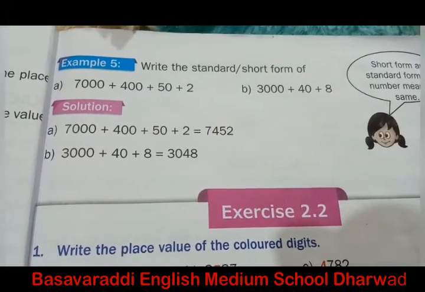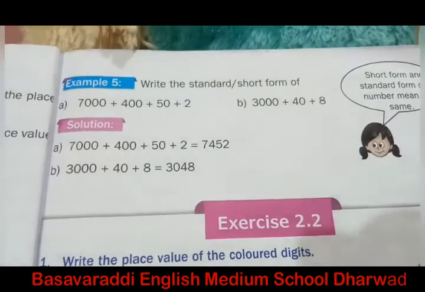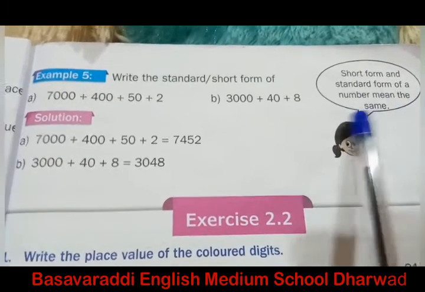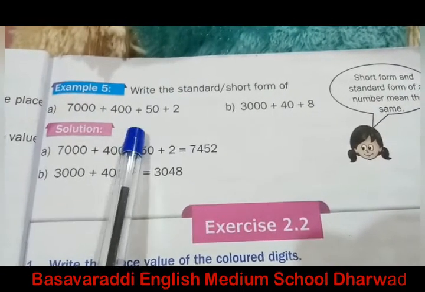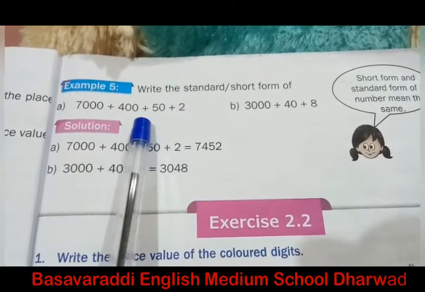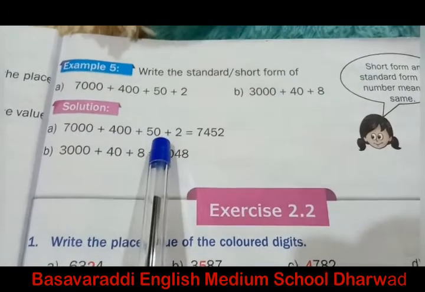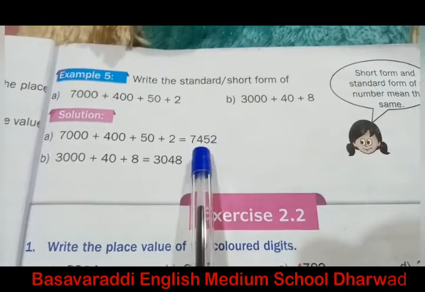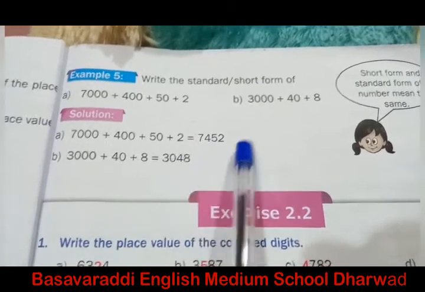Example 5. Write the standard or short form. Short form and standard form of a number mean the same. The standard form and short form are the same. Here they give the expanded form, and we have to write down one figure, that is the standard form. 7000 plus 400 plus 50 plus 2 is 7452. This is the standard form.